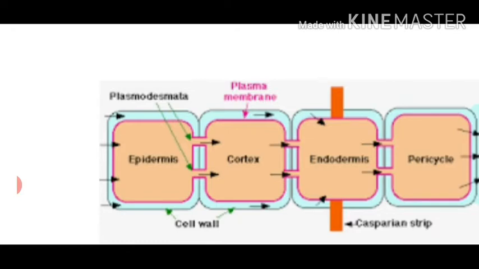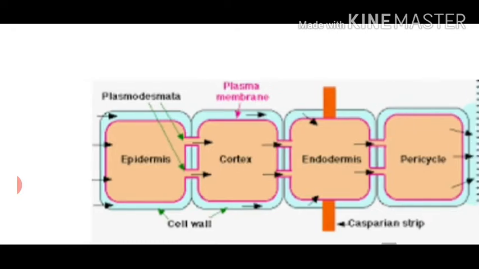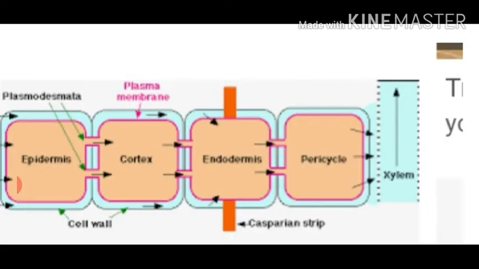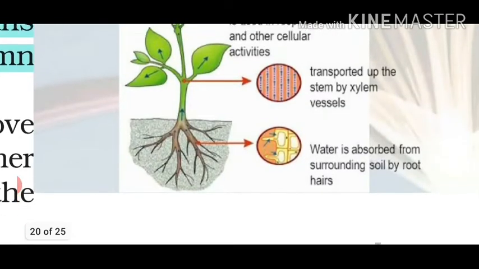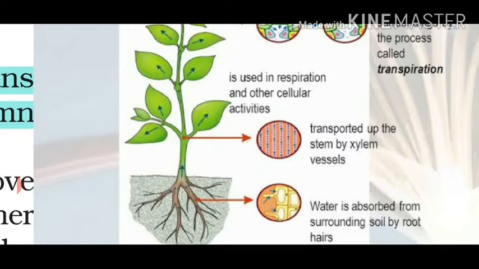Xylem vessels of the root are interconnected to the xylem vessels of the stem. So water that contains dissolved minerals enters from the root xylem vessels into the stem xylem vessels, and the xylem vessels of the stem branch into the leaves of the plant. Therefore, the water and minerals carried by xylem vessels in the stem reach the leaves for photosynthesis to take place. It is clear from this figure also that water and minerals are absorbed by the root hairs from the surrounding soil and then transported up the stem by xylem vessels.